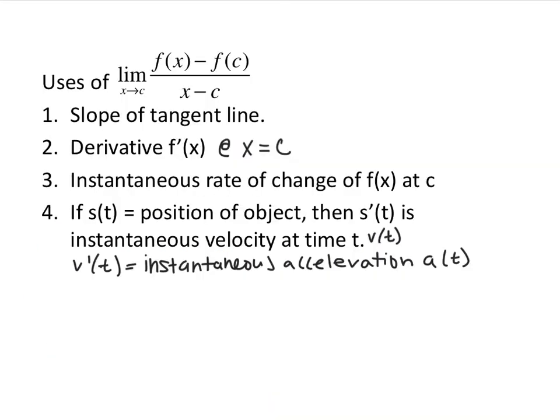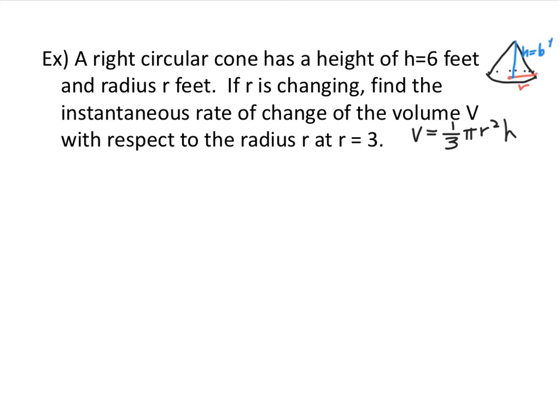Here are some of the uses for the limit as x approaches c of f of x minus f of c over x minus c. So we talked about 1 and 2, the slope of the tangent line and the derivative at x equals c. We've talked about this previous one, the instantaneous rate of change of f of x at c, so the slope at one point. That leads to, if s of t is your position, then s prime of t, or the derivative, is your instantaneous velocity at that time. Also, if you have v of t, then v prime of t, the derivative, is your instantaneous acceleration, or a of t.